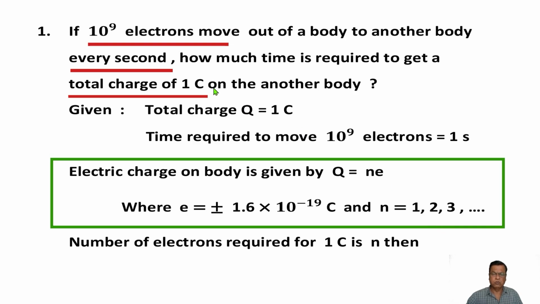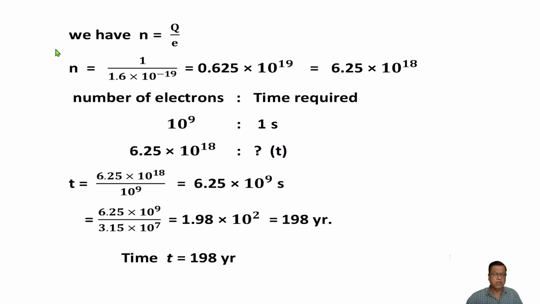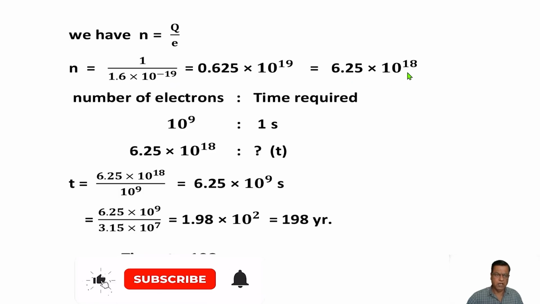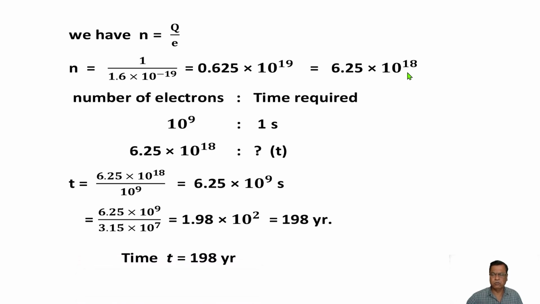Now suppose to deposit 1 coulomb on another body, n electrons are required. So the number of electrons required for 1 coulomb is n. Now we want n. To make it the subject from Q equal to Ne, n equal to Q upon e. Now we put the value of Q equal to 1 coulomb and e equal to 1.6 into 10 raised to minus 19. Simplify this one, so we have 6.25 into 10 raised to 18 electrons. There are 6.25 into 10 raised to 18 electrons required to deposit 1 coulomb charge on the second body.